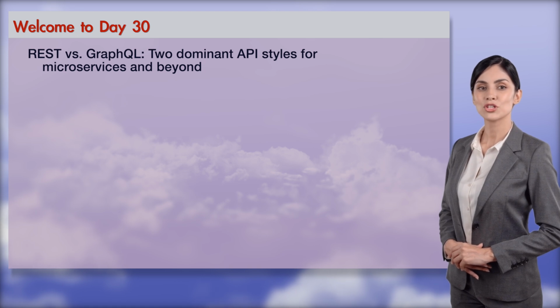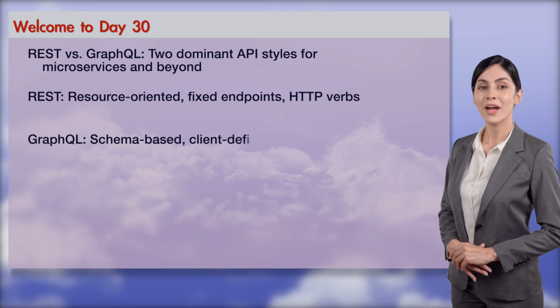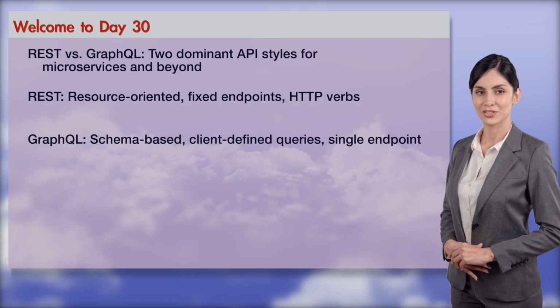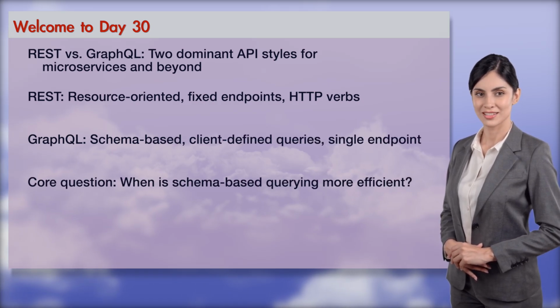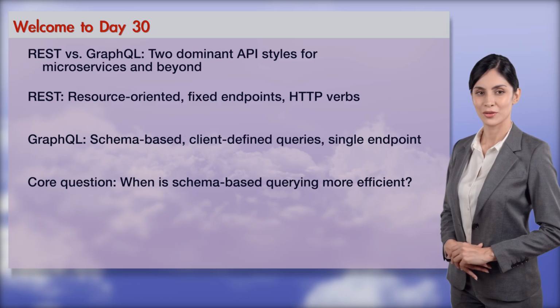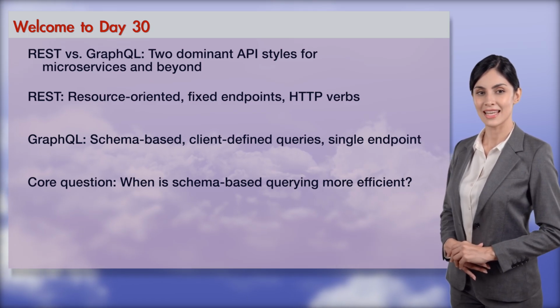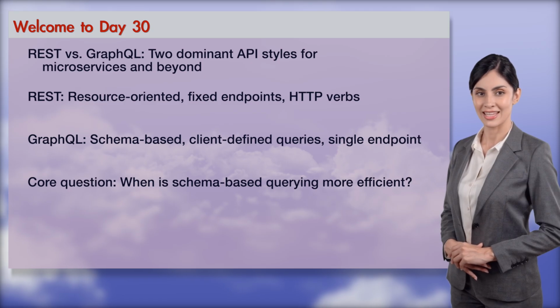Today, we compare two dominant API paradigms that power most modern systems. REST, representational state transfer, is resource oriented, using fixed endpoints and HTTP verbs, GET /users, POST /orders, to perform CRUD operations in a stateless, cache friendly way.